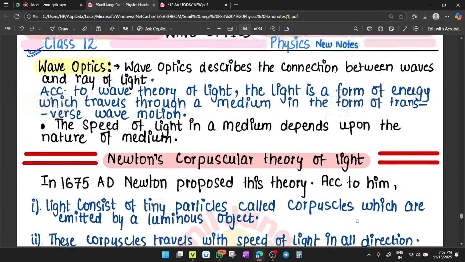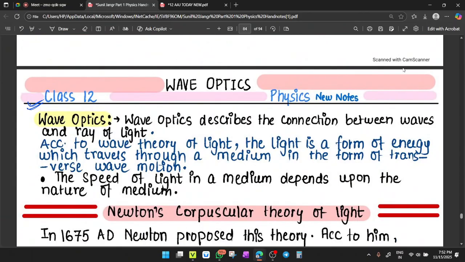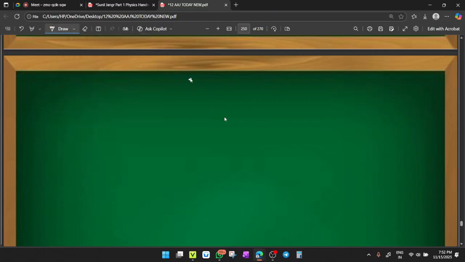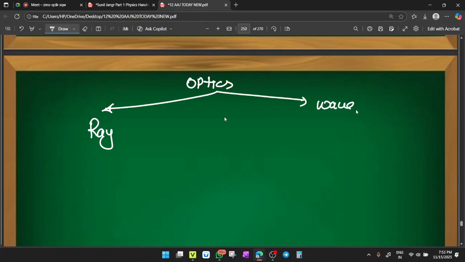So we're starting our next chapter, that is wave optics. Previously, in the previous chapter, we have studied ray optics. So what is the difference between ray optics and wave optics? As I said, optics has two branches: one is ray optics and the second is wave optics.